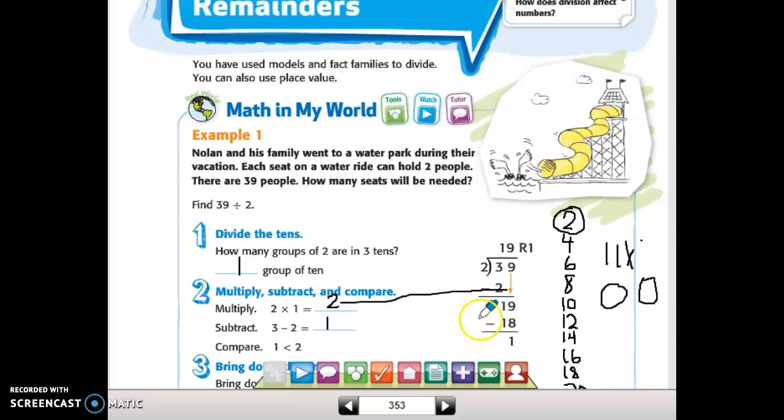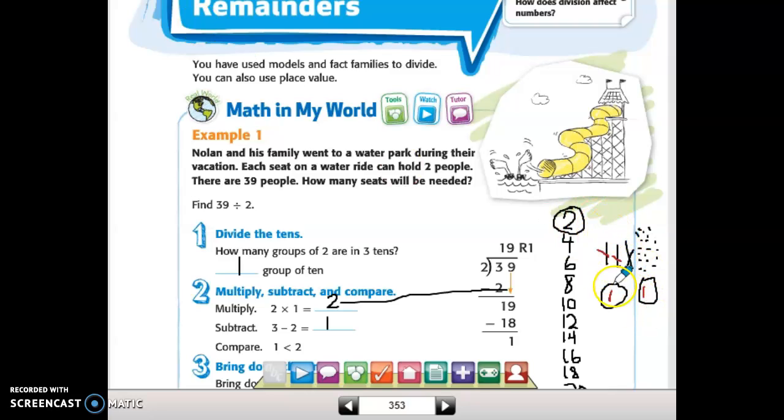So now they compared 1 is less than 2, so that means my 1 was correct. I don't need to raise that. My division was correct there. So that's all this is saying. But when we look at 19 now, we're dividing 19 ones into 2 groups.